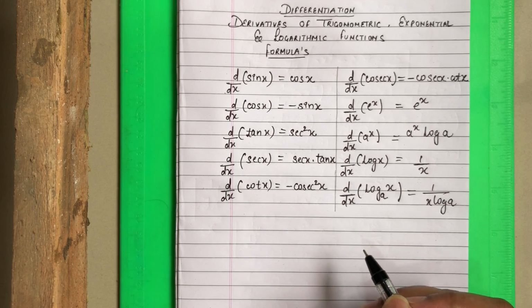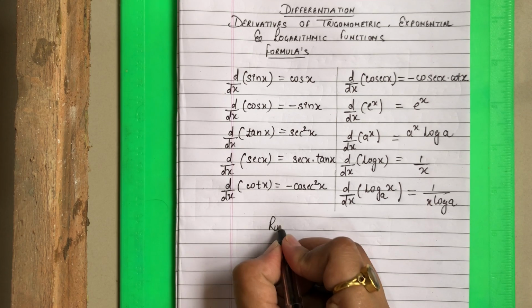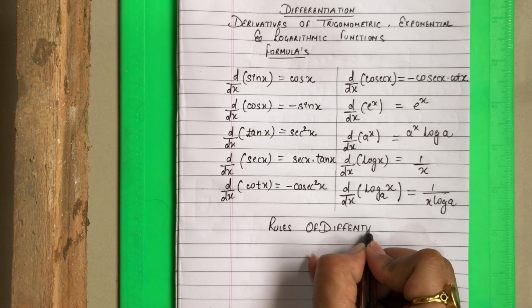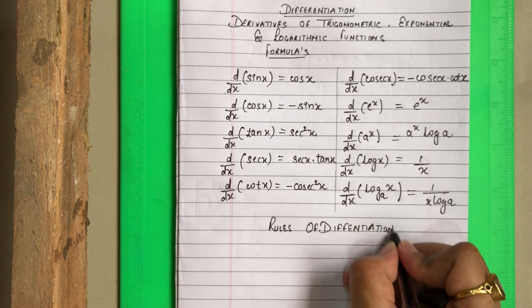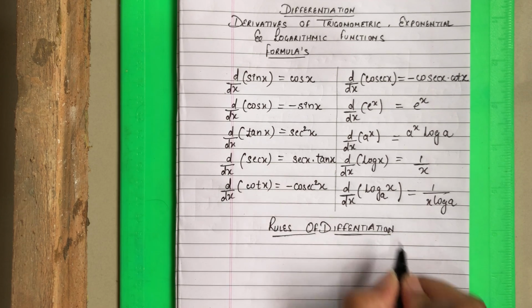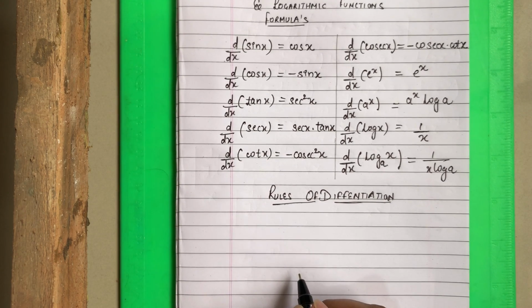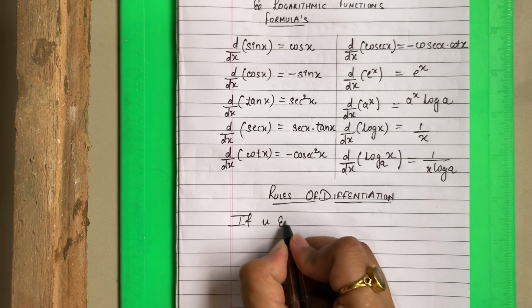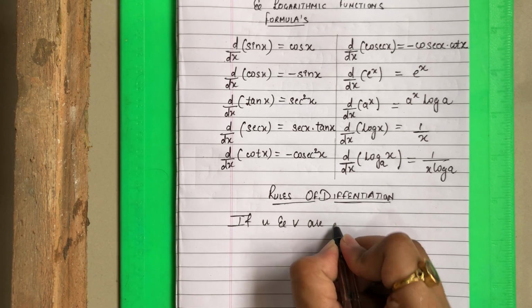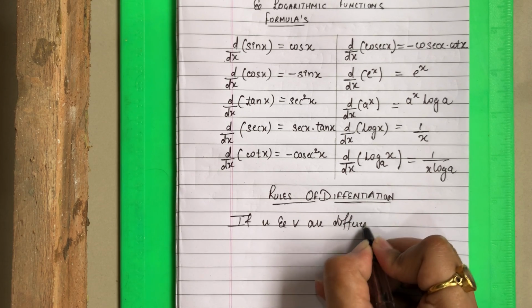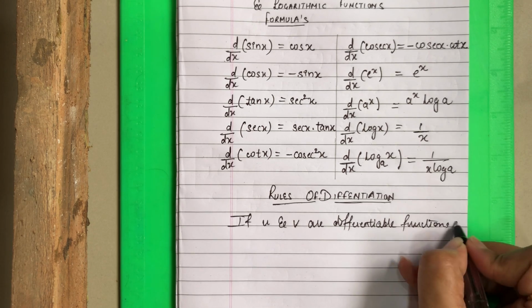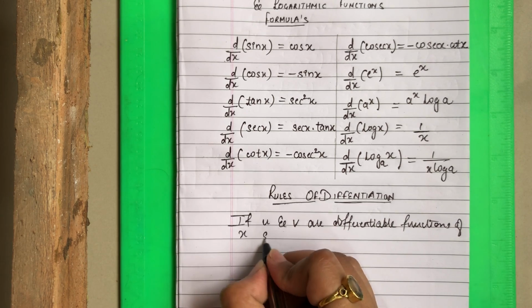Now, next are the rules of differentiation. The rules of differentiation mean how we are using these formulas as per the given question. If u and v are differentiable functions of x such that.